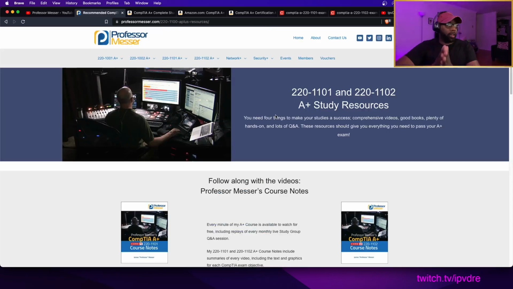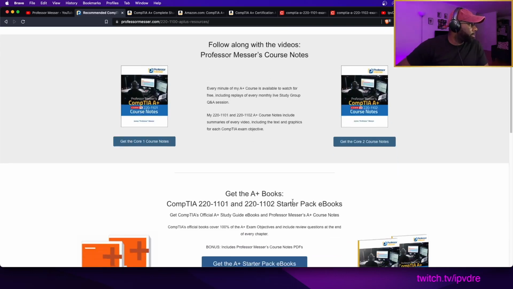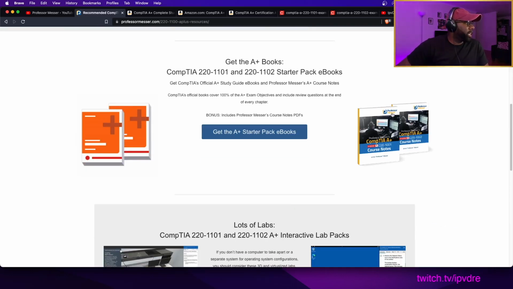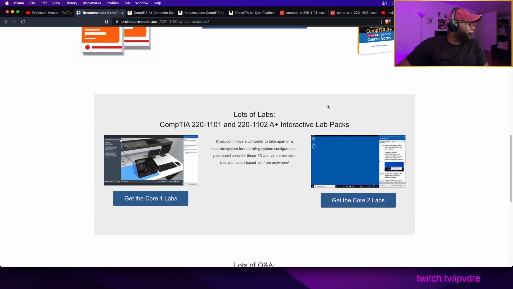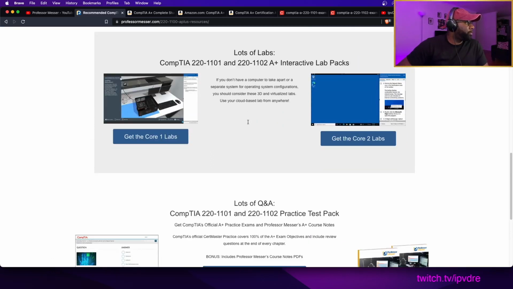This is even more information for you guys. So of course you're gonna get his material. And these are the labs. Get the core one. He didn't have this when I was studying. So let's see. If you don't have a computer to take apart or separate for operating system configurations, you should consider these 3D and virtualized labs. Use your cloud-based lab from anywhere. This wasn't a thing when I was studying for this about 3 years ago.